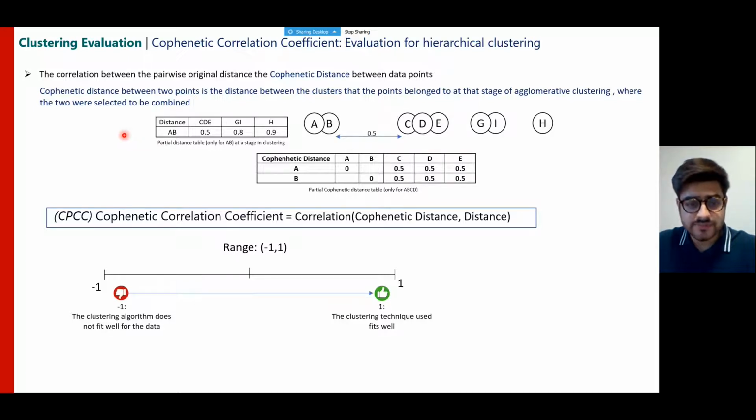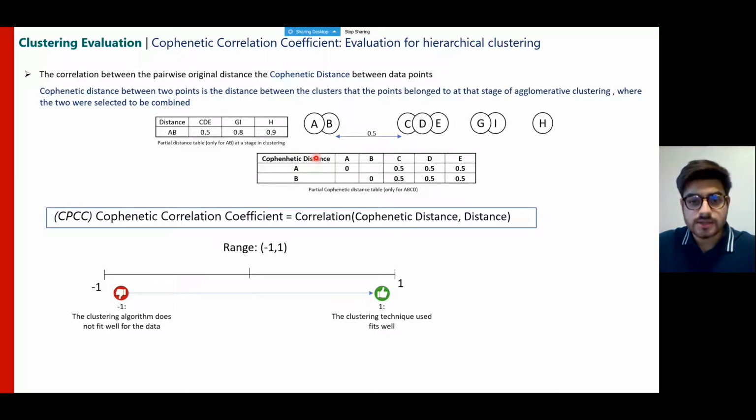To visualize it more easily, we look at this example here. Say, for example, in a stage of agglomerative clustering, we see that AB are in a cluster, CDE are in a cluster, G and I are in a cluster, and H is not in a cluster. So we see that the distance between cluster AB and CDE is 0.5, and it turns out that it is the lowest across all. So we will be merging AB with CDE. So 0.5 is the distance where we are merging.